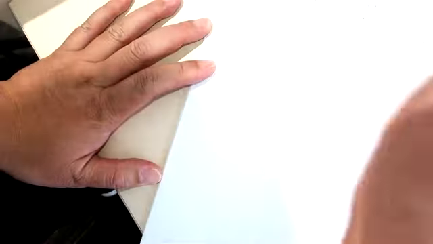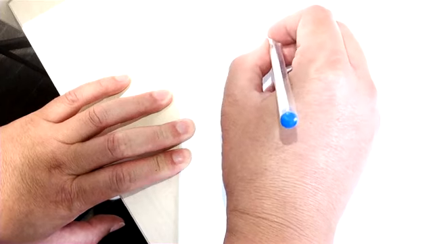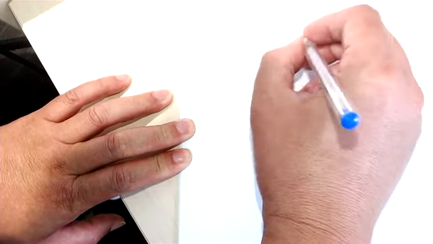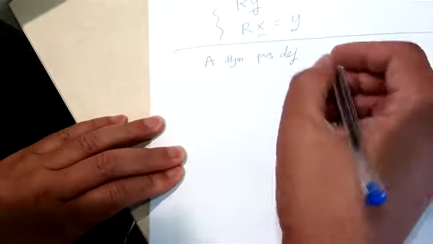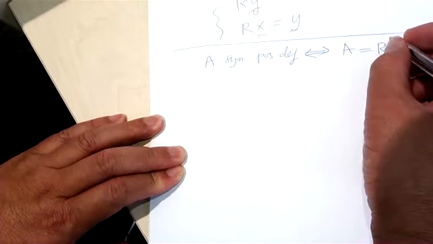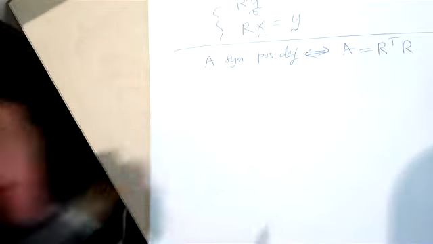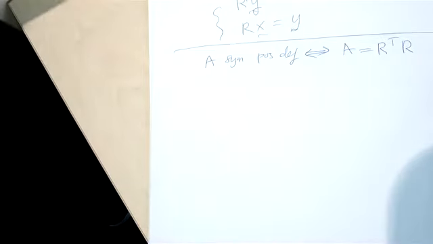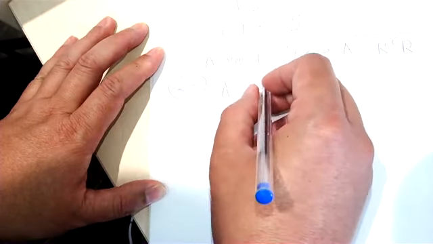So suppose, the theorem says that A symmetric and positive definite is equivalent to saying that A has a Cholesky factorization, where R is upper triangular and all the diagonal entries are positive. Now this way I can show you easily. So suppose A equals R transpose R.